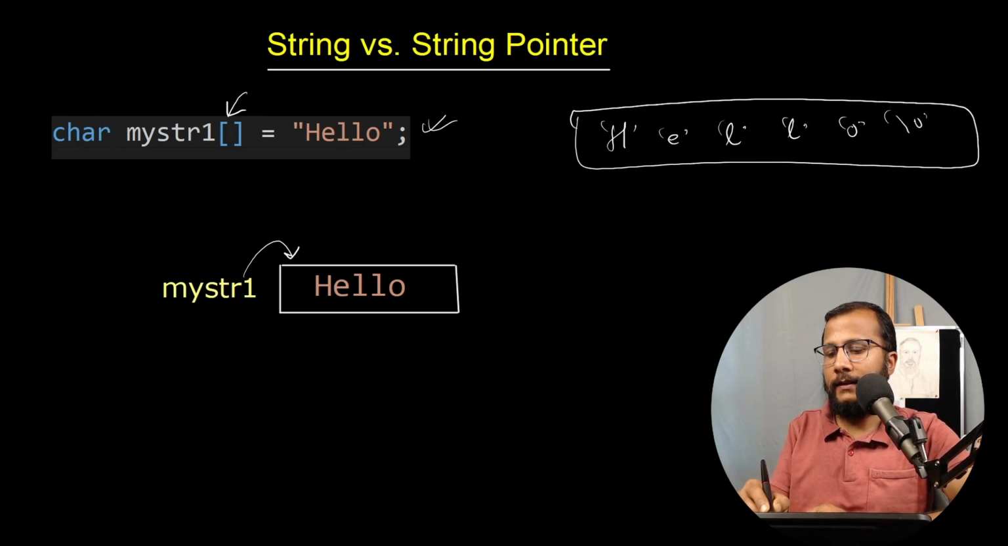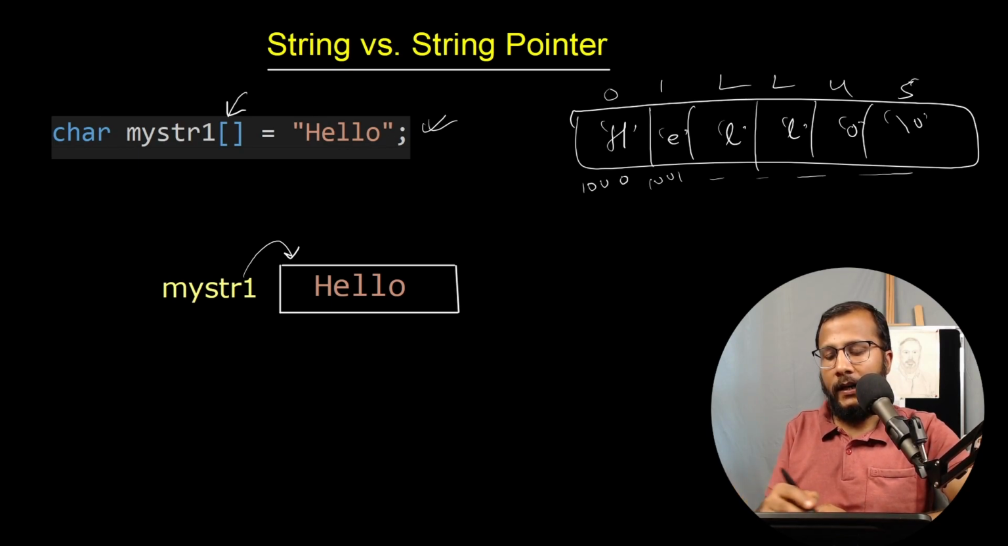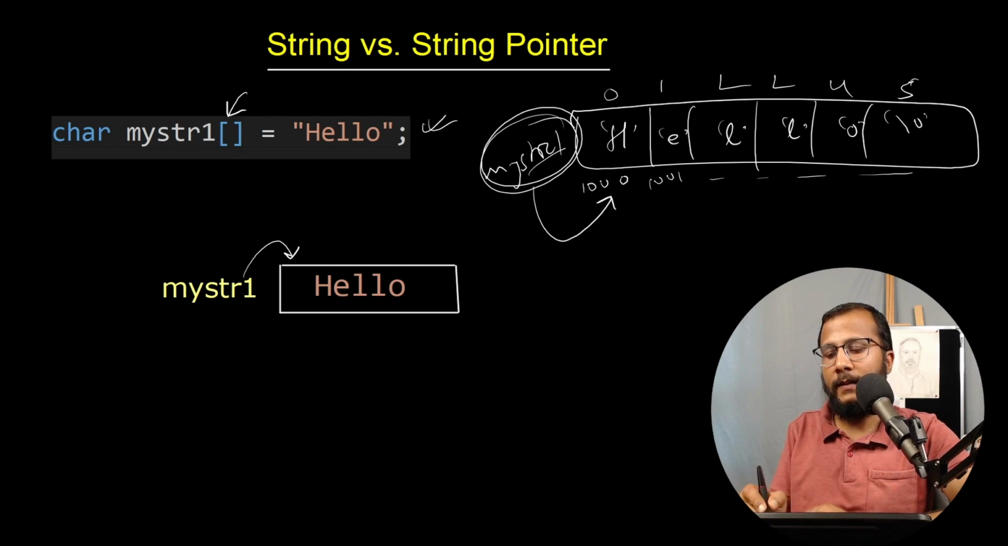Okay, this is the entire array. This is the starting address, let it be 1000. This is 1001 and so on. The index starts from 0, 1, 2, 3, 4 and 5. Now I call this my str1. My str1 is as good as the base address of this particular array. I've told you the array name itself is a pointer, so I can say my str1 is a pointer.